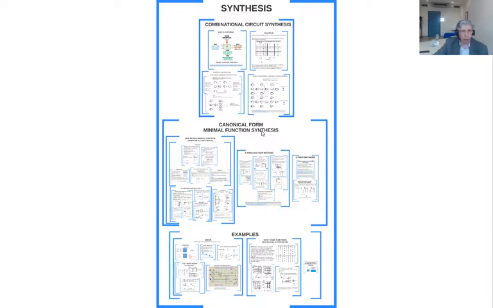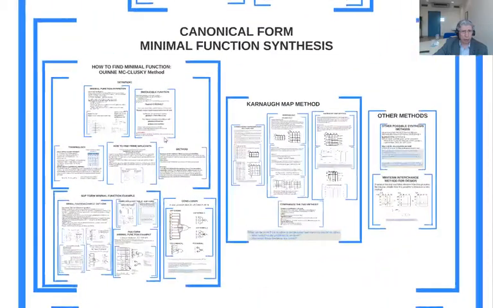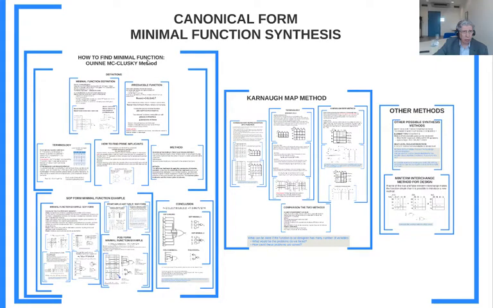So for this minimal function realization, we've got two methods. One of them is called the Quine-McCluskey method. The other method is the Karnaugh map method. So with those two methods, you're going to end up with the same result. But in some cases, one of them is a bit faster than the other one. Therefore, we are using these two methods. Apart from those two, there are some other methods. We're going to mention the names of these methods, but we do not give the details of them.